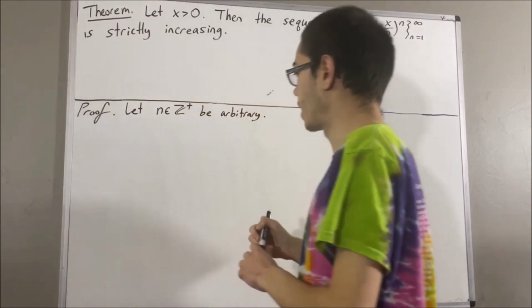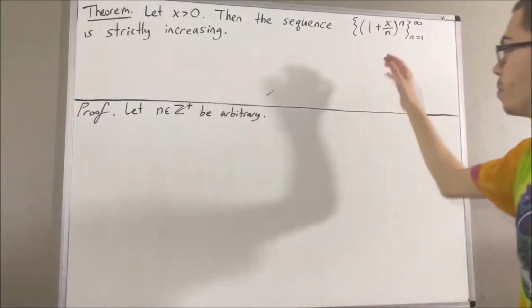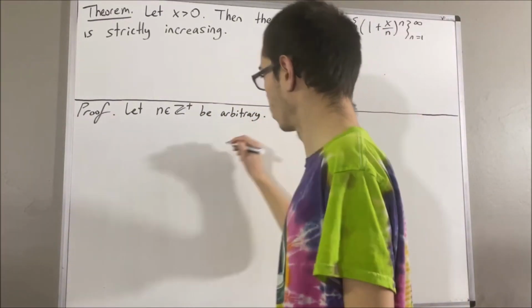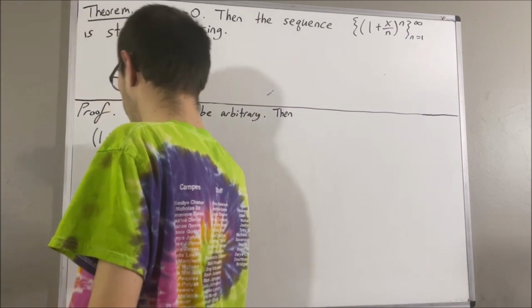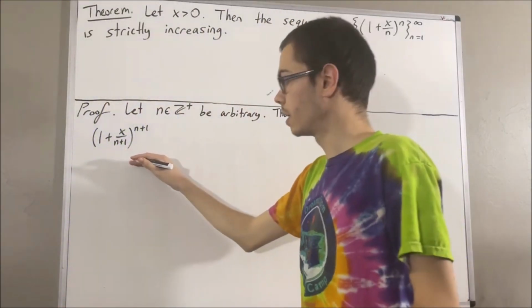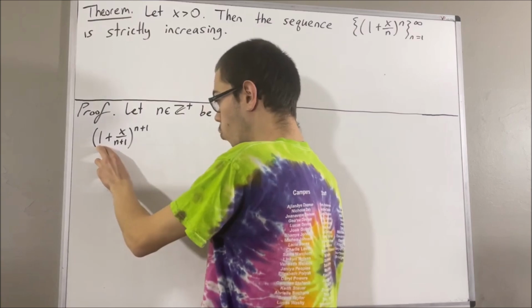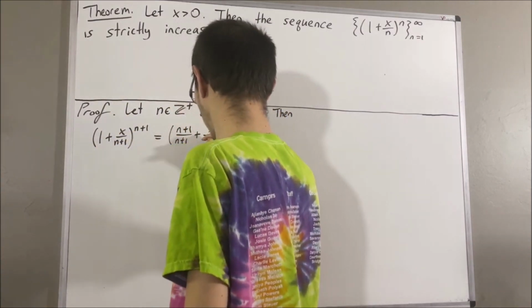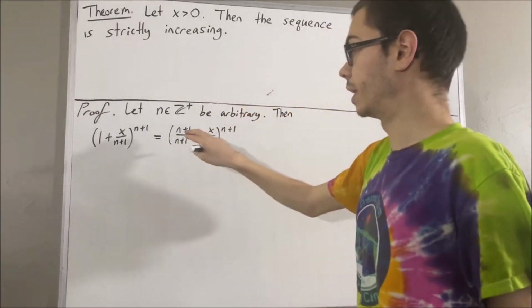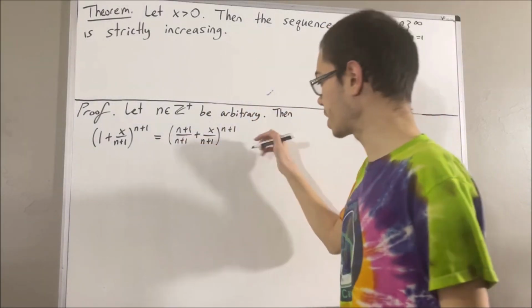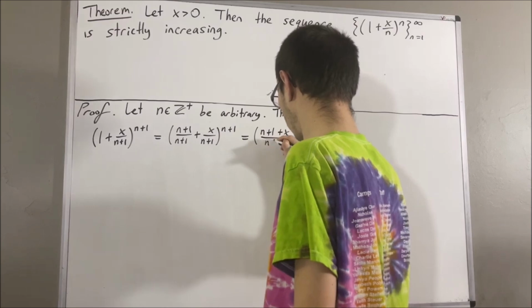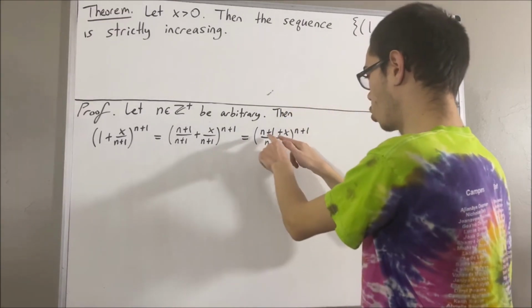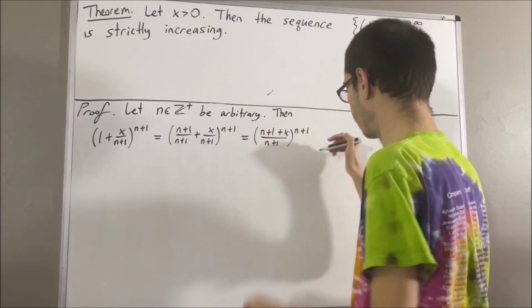And now let's write out the n+1th term of this sequence. So this would be the n+1th term. So let's first rewrite 1 as (n+1)/(n+1). Well then, we can combine these two fractions into a single fraction. And let's actually swap the n and the 1.